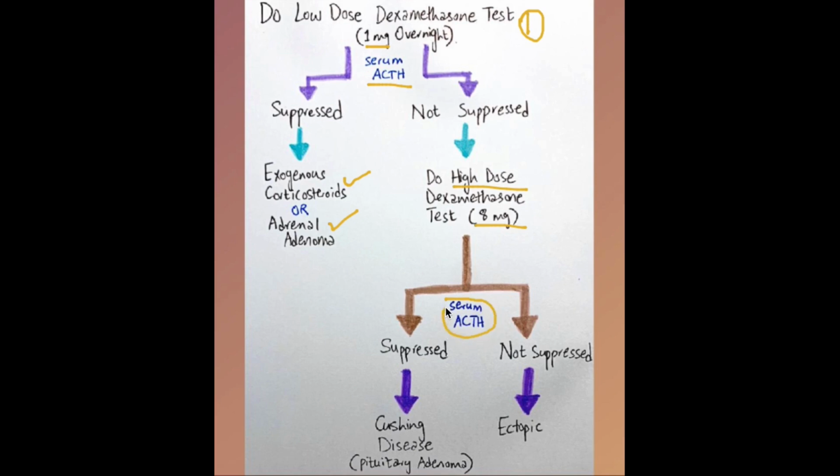If the high-dose dexamethasone test shows suppressed levels of serum ACTH, that points towards Cushing's disease, which is an ACTH-secreting pituitary adenoma. And if they're not suppressed, that automatically tells you that it's an ectopic source of ACTH, which is most likely a small cell carcinoma of the lung. It's very important to understand this chart. Feel free to hit pause and take a screenshot.